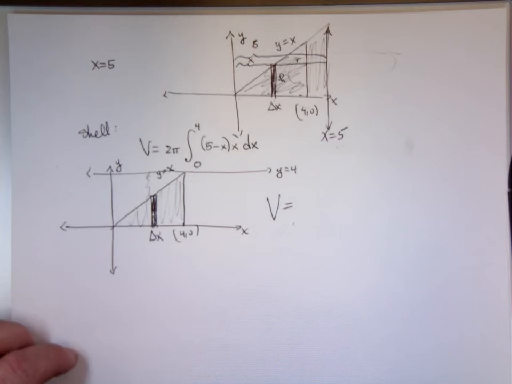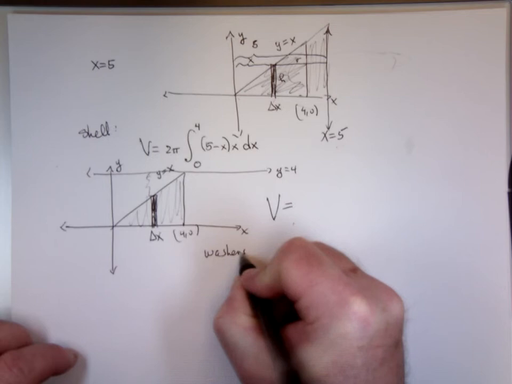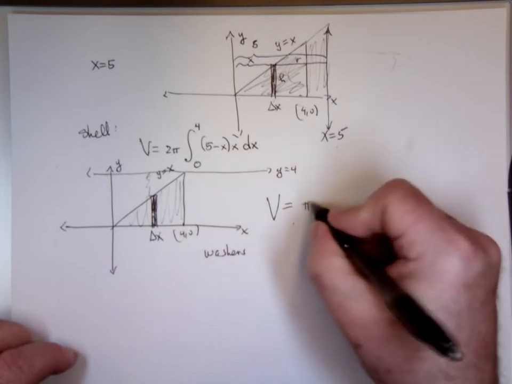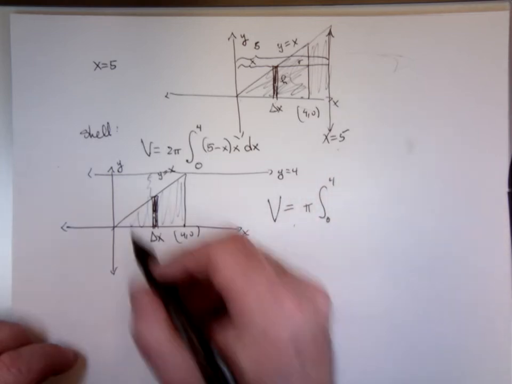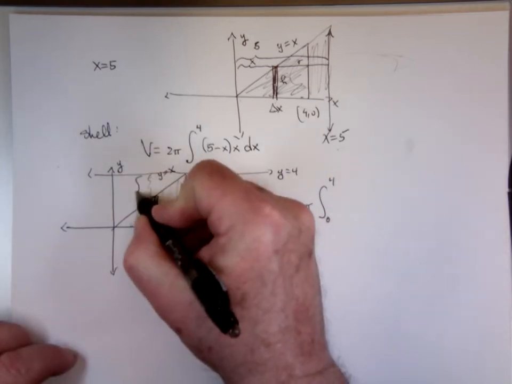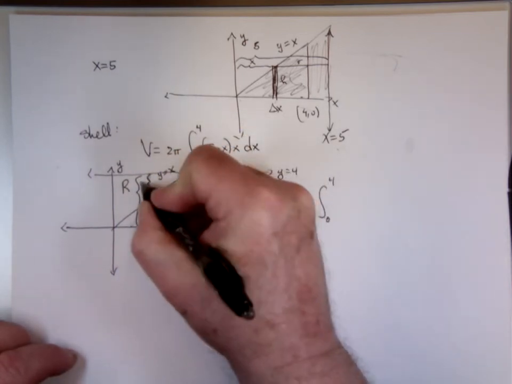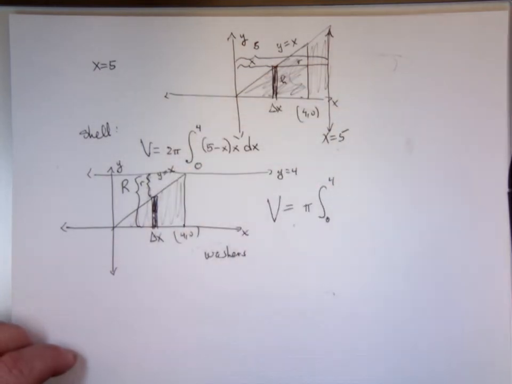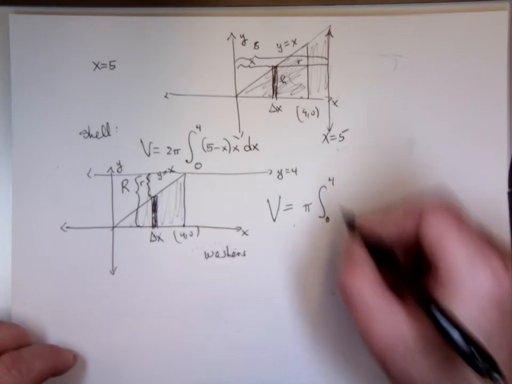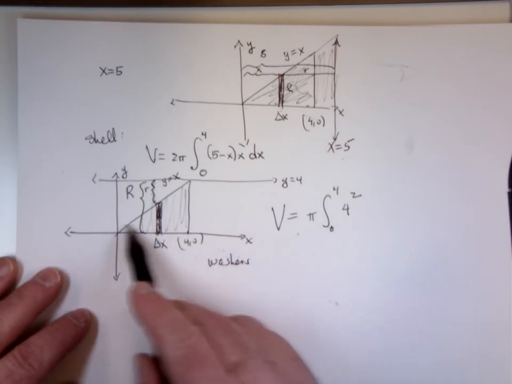Okay, so we're going to use washers. Volume is going to be pi, integral 0 to 4, big R squared minus little r squared. Here's big R, and here's little r. As this thing gets whipped around that line, you got a big R. What's big R equal to? Just plain 4. It's a constant 4. No matter where you are in this triangle, big R is going to be 4.